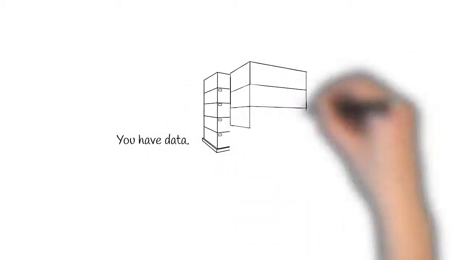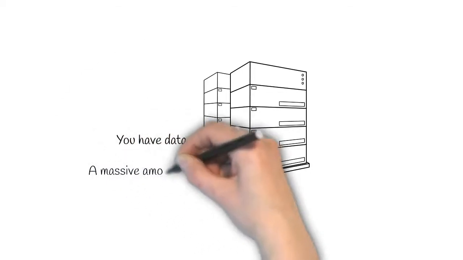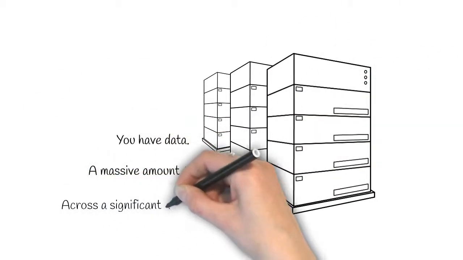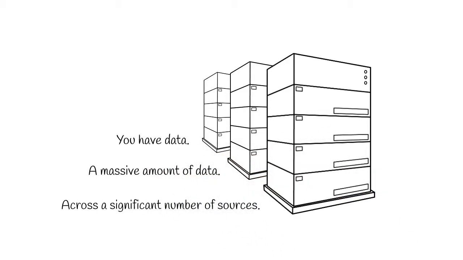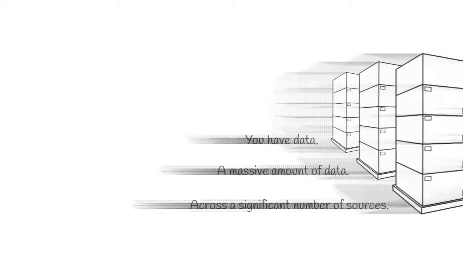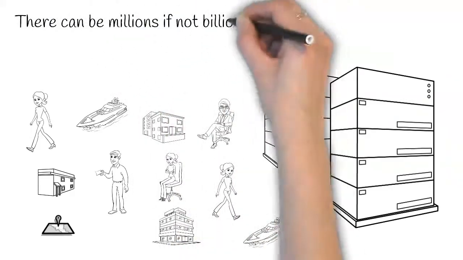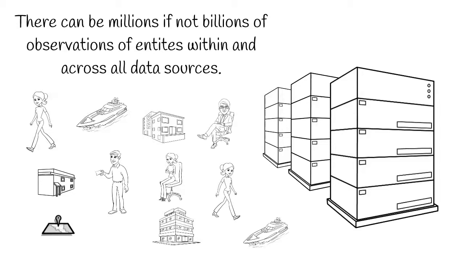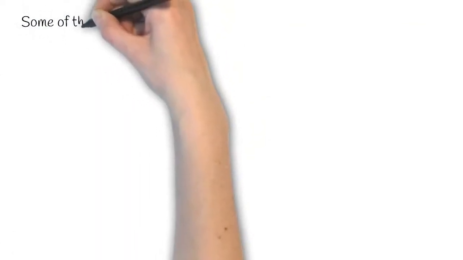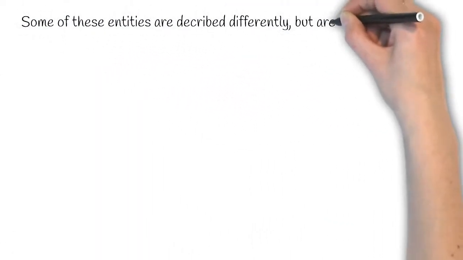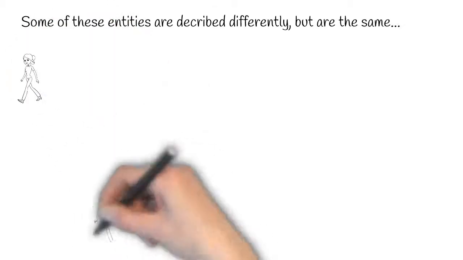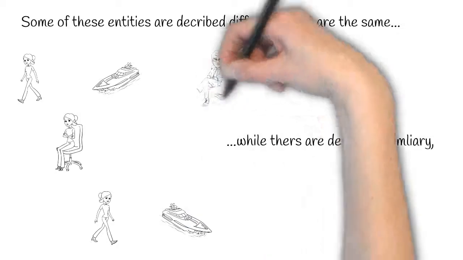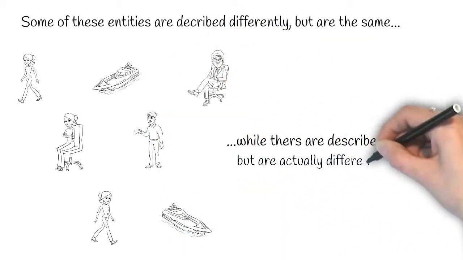You have data. A massive amount of data. Across a significant number of sources. There can be millions, if not billions, of observations of entities within and across all data sources. Some of these entities are described differently but are the same, while others are described similarly but are actually different.